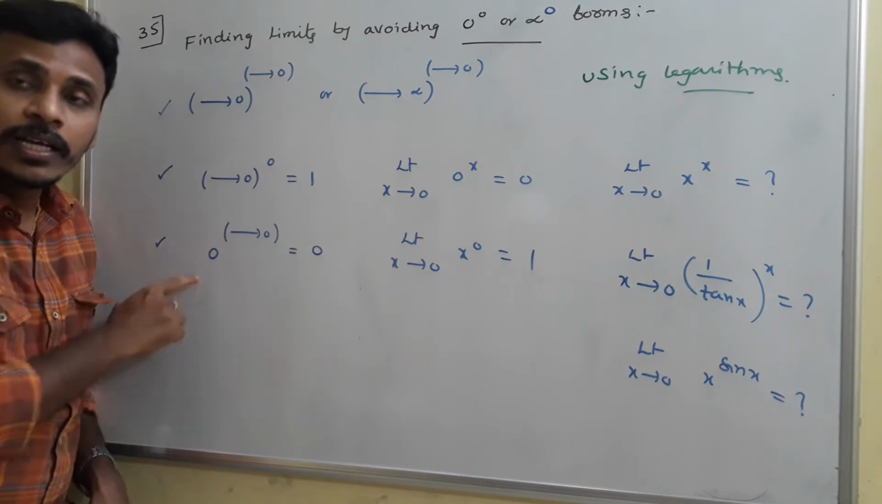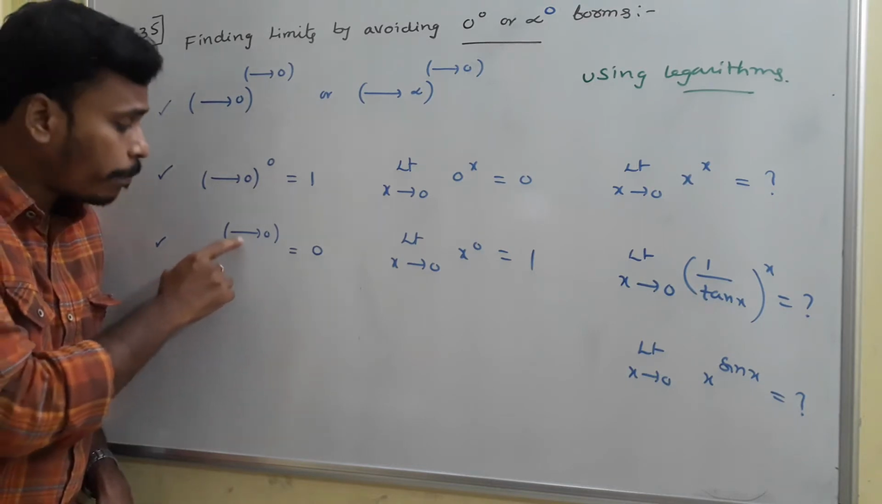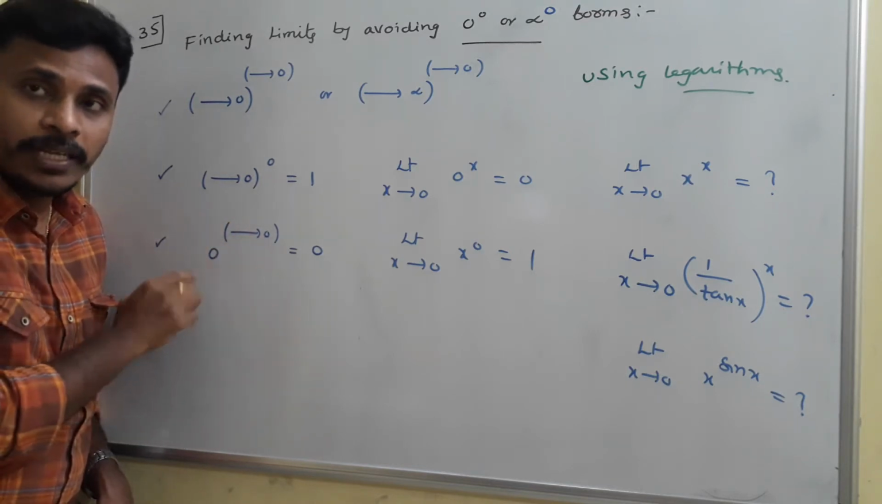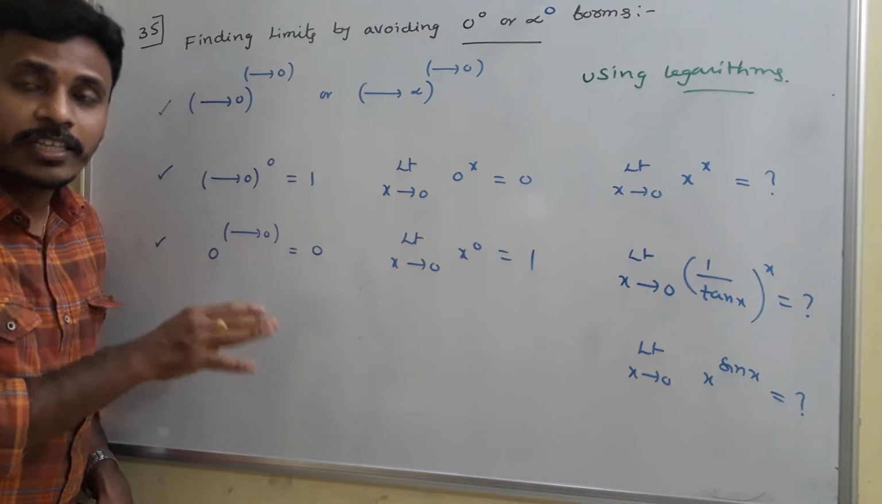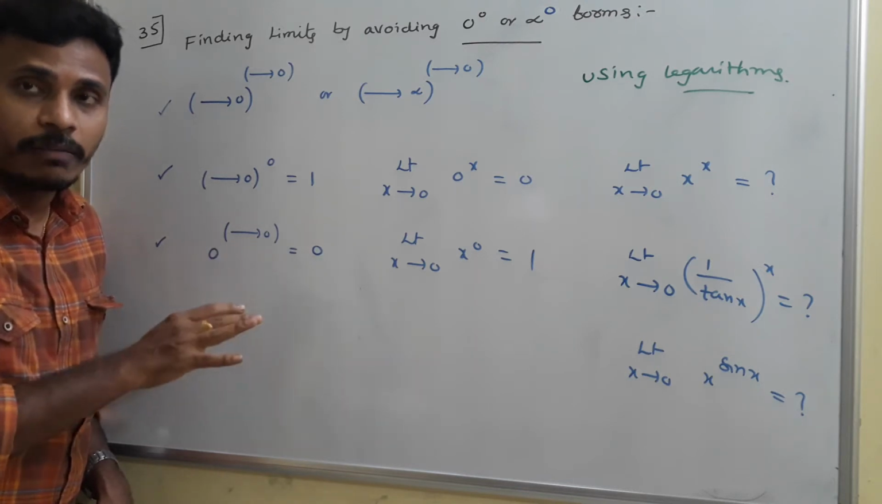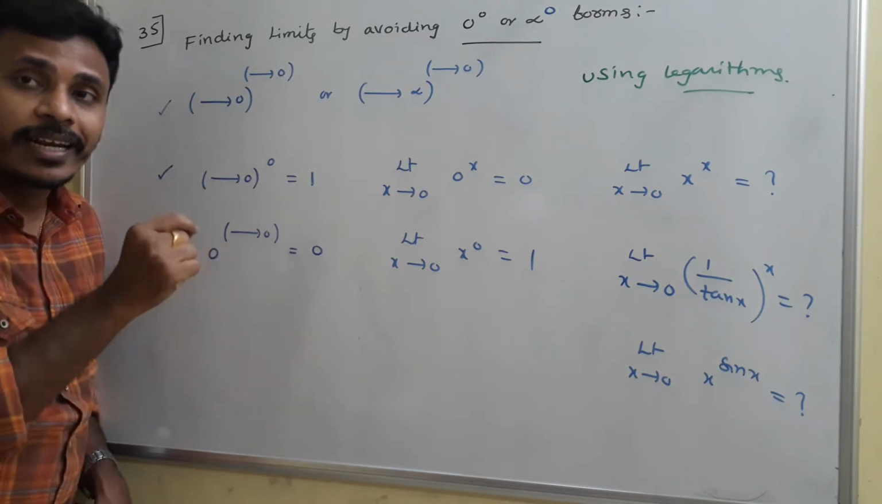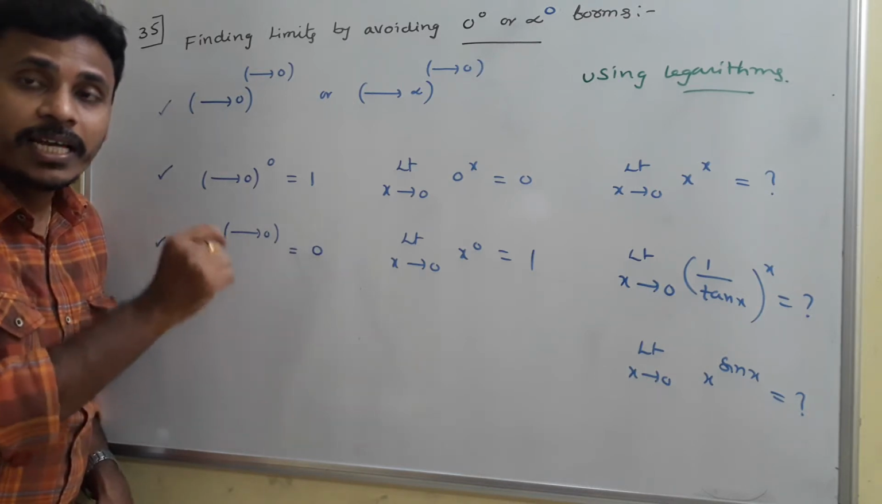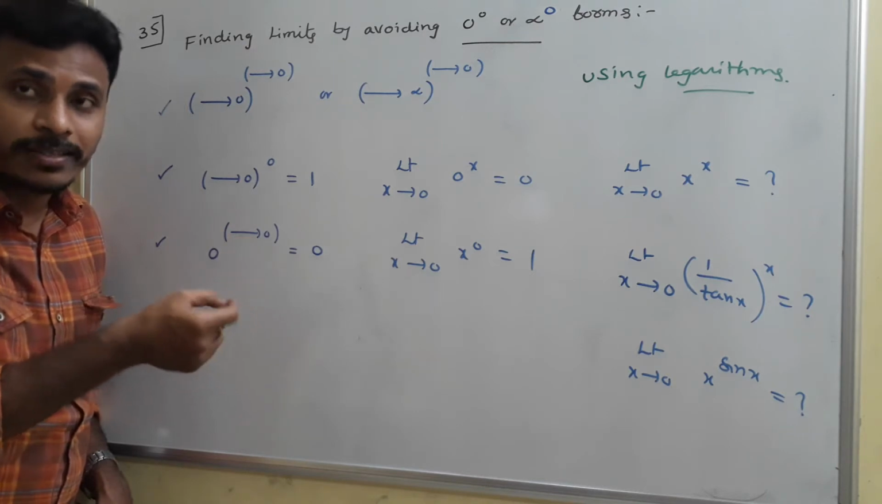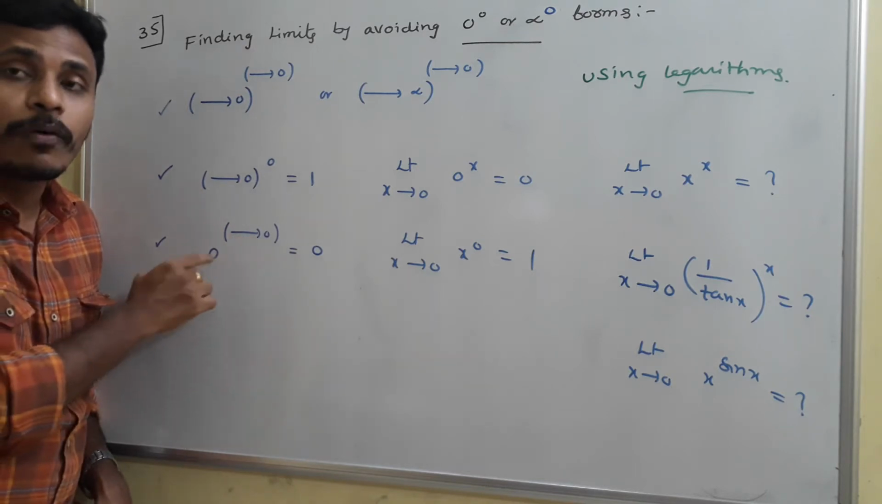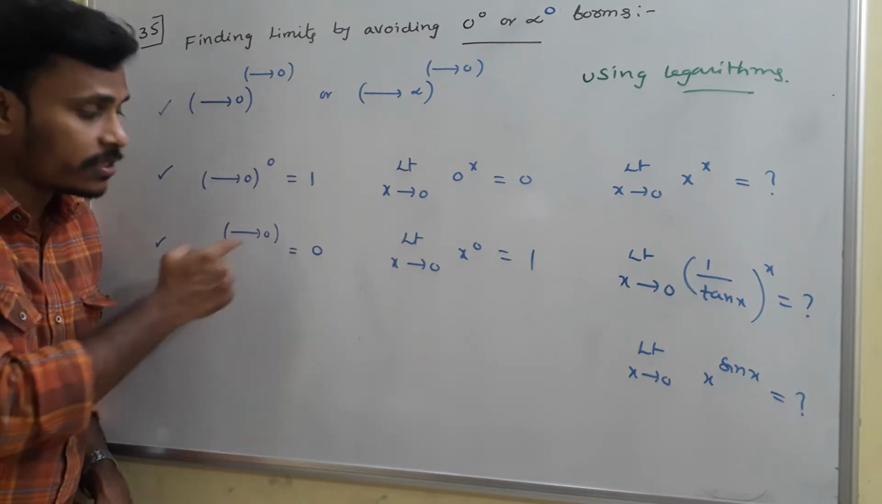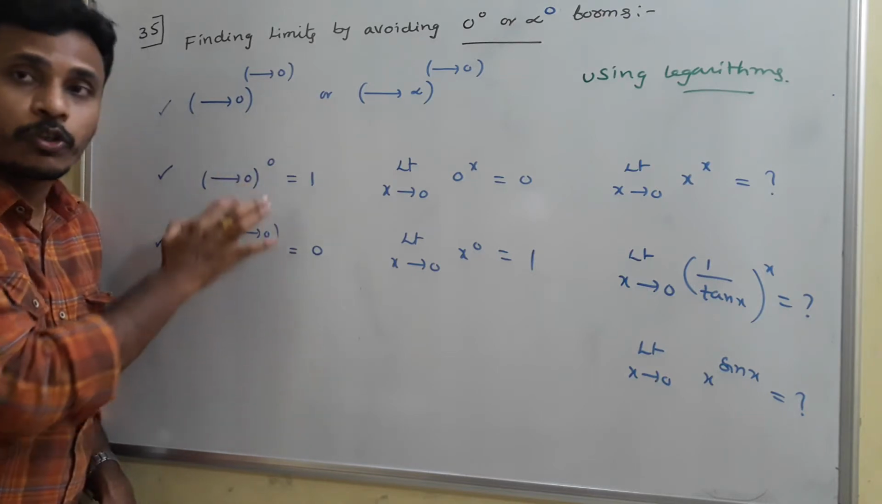In the same way, if the base is 0 and power is tending to 0, here base is fixed 0, no change in the base. That base is not a variable, that is a fixed constant 0. Whereas the power is tending to 0, that means the power is something more than 0 or something less than 0. So 0 power any such quantity is just 0. You just observe these two.